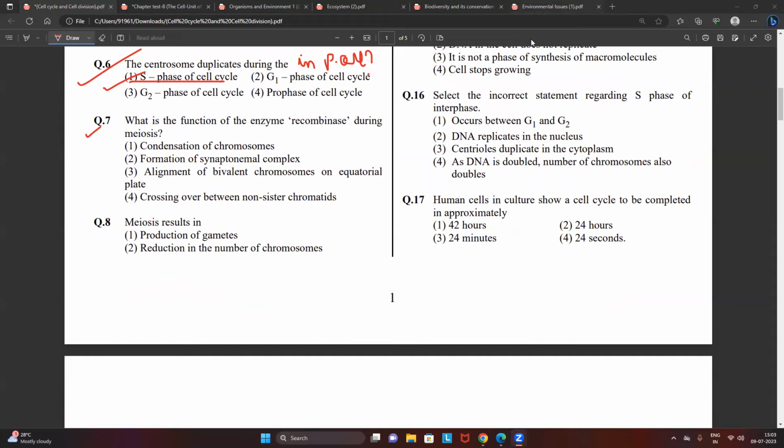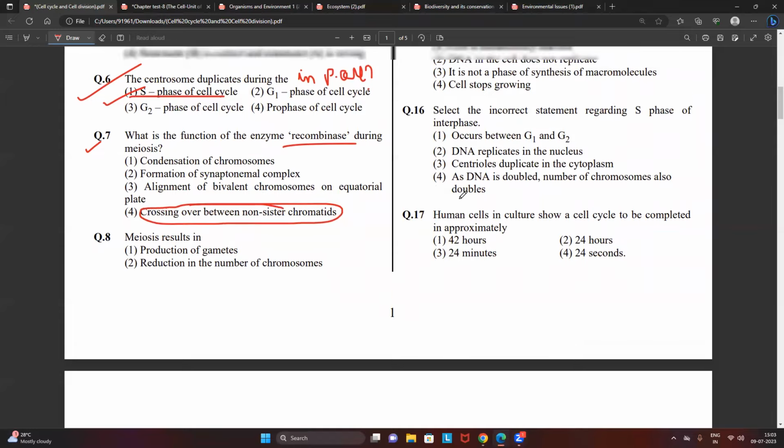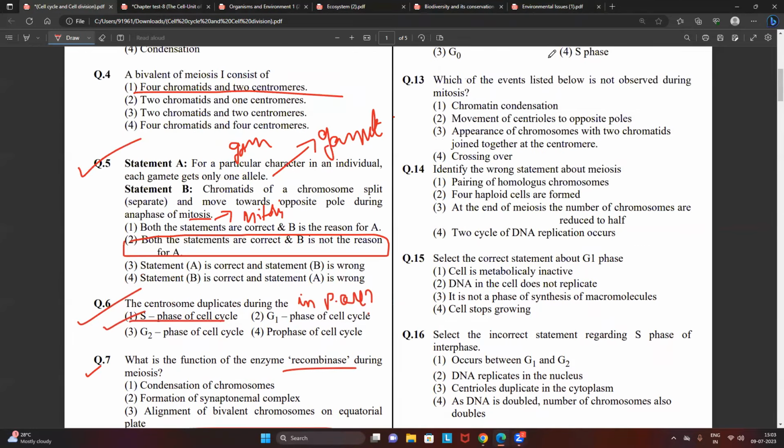You all people commonly know, right? Now this you have to remember. Recombinase is the one which is involved in the process of crossing over between the non-sister chromatids. Okay, no need to get confused, friends.